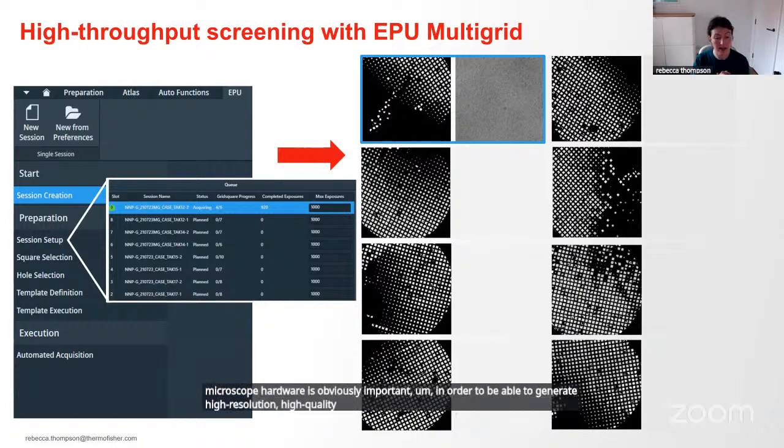So microscope hardware is obviously important in order to be able to generate high resolution, high quality data. But actually the type of work that I've just shown you is really driven also through the advances of the software that's on these machines.